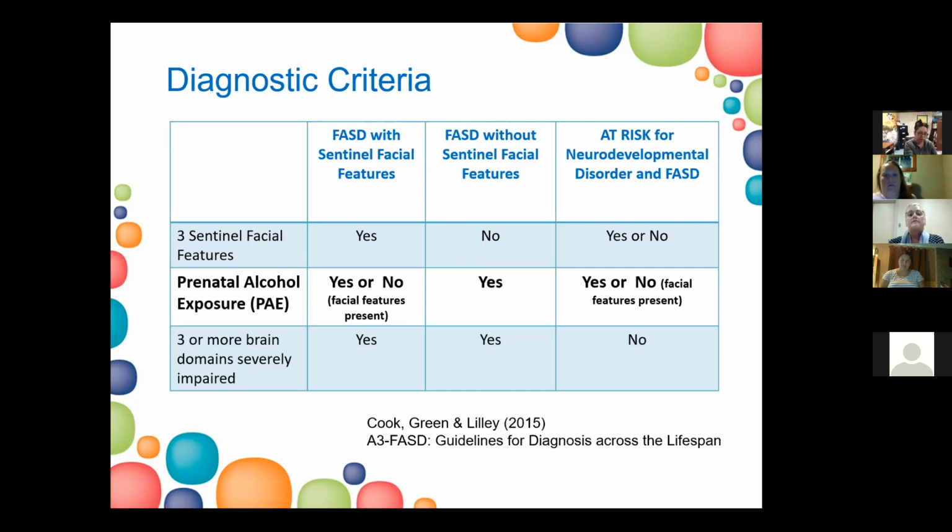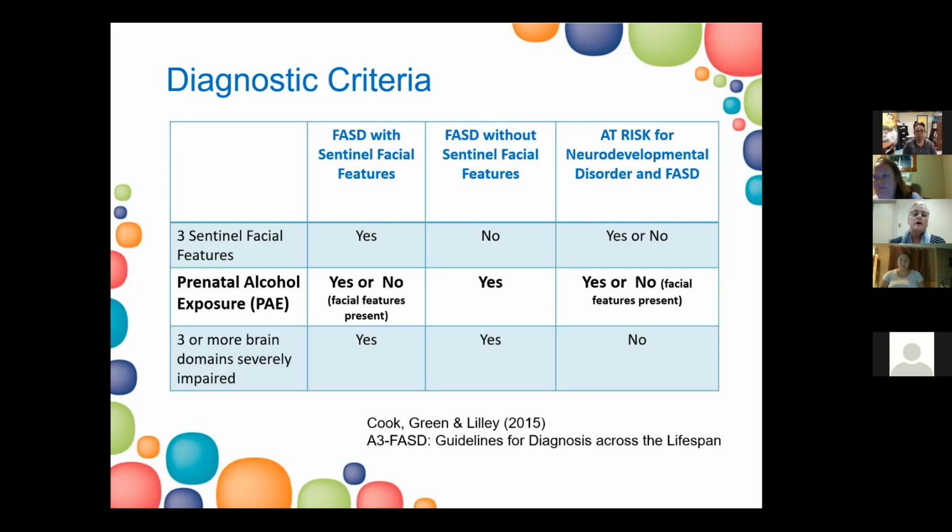So if we have 3 or more areas of significant differences or severe impairment across those 10 brain domains, knowing that the child was exposed to alcohol prenatally, then they would meet criteria for diagnosis of FASD, either with the facial features, if we have all 3 facial features, or without the facial features. And by far the most common diagnosis is without facial features, because so few of the individuals with FASD will have all 3 facial features.